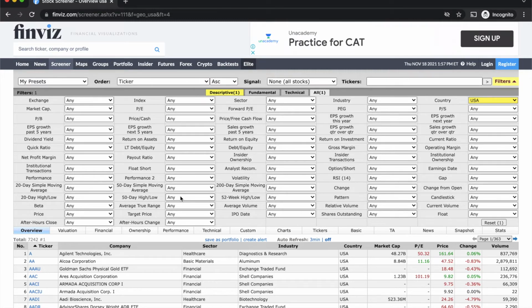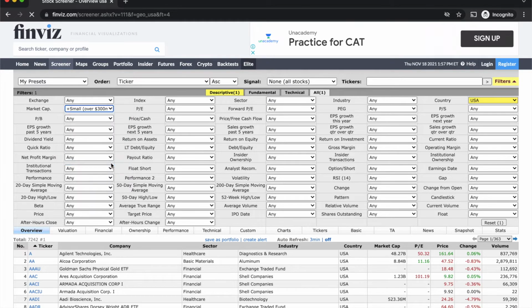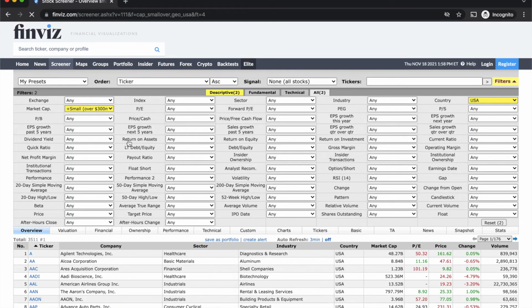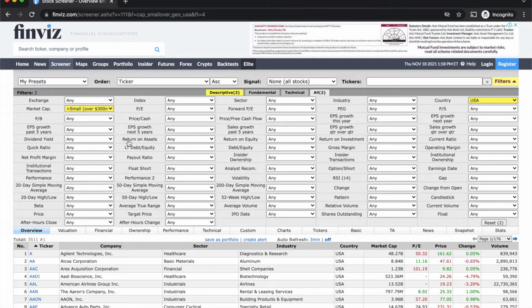The second thing that I'm going to set is a restriction on the market cap to be over $300 million. Now, why am I doing this? The reason I'm doing this is because I don't want to look at companies which have very, very small market capitalization. Companies which have very small market capitalizations, their prices can be really, really volatile.